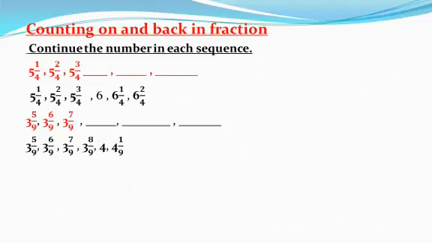The next question: 3 5 over 9, 3 6 over 9, 3 7 over 9. The next number is 3 8 over 9 and the next is 4. The next is 4 1 over 9.